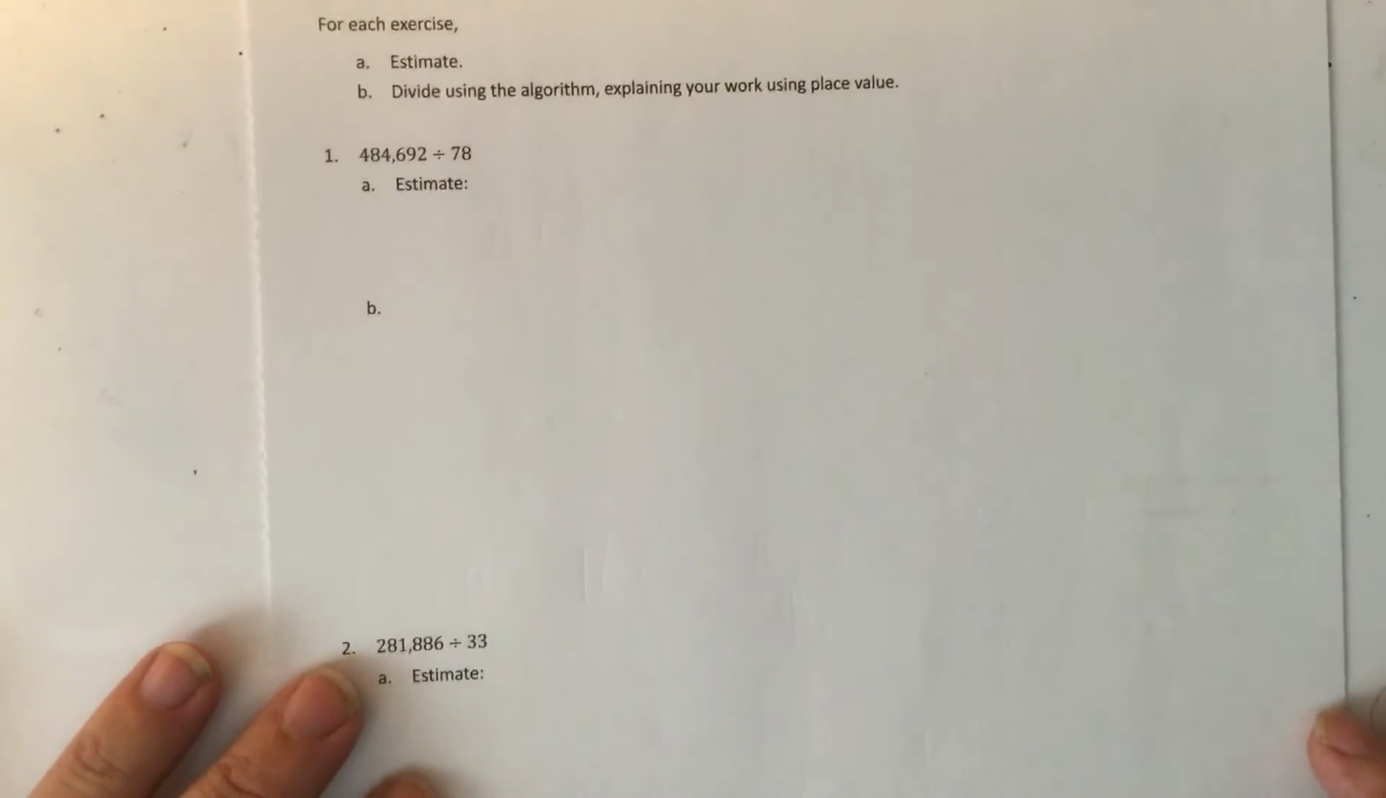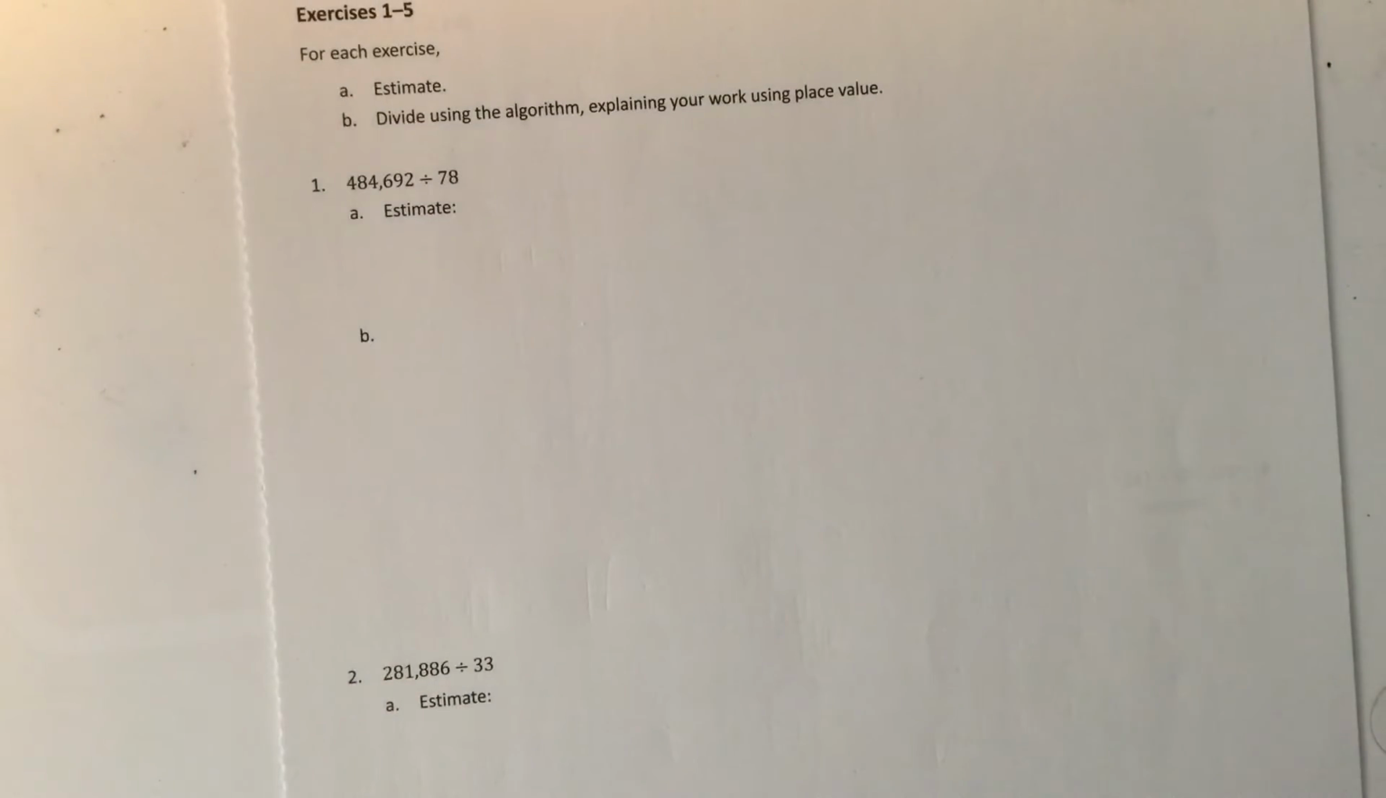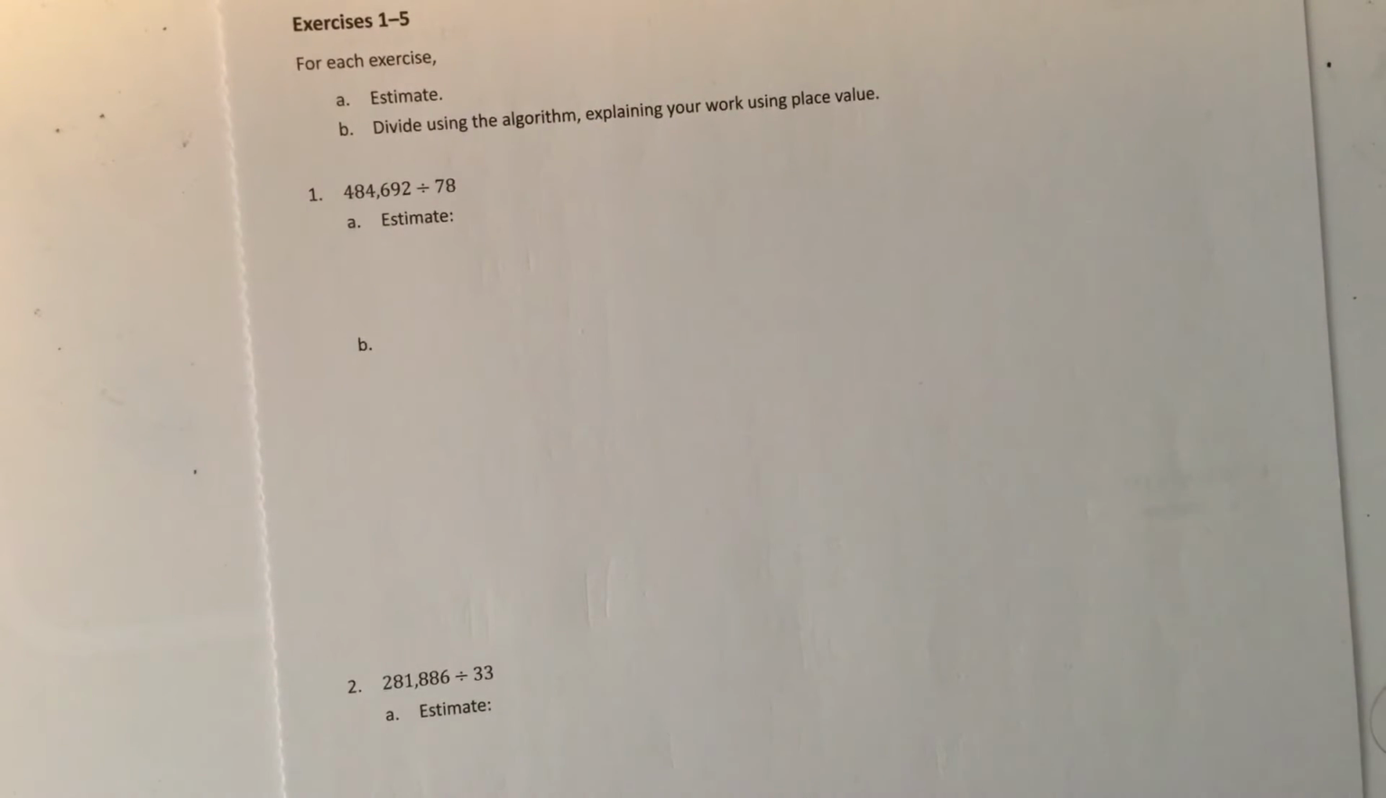Okay, so what they want us to do, it says for each exercise, estimate and then divide using the division algorithm. Okay, so because I'm such a fan of the factoring table, I really want you guys to do the factoring table for me. I just think it's a good way to go. Okay. So let's estimate first. So we have 484,692 divided by 78. Personally, I would put this up to 500,000 and I would put this up to 80.